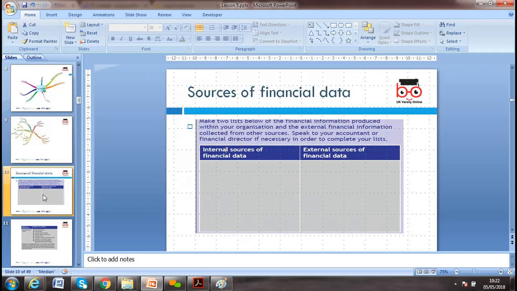Any question? Yes. Okay. Sources of financial data, internal and external, we know now. Can we list them? Yes, sir. So let's start first with internal sources.